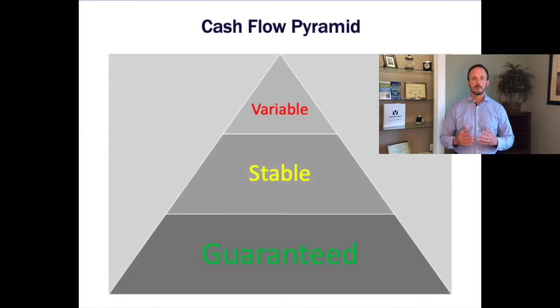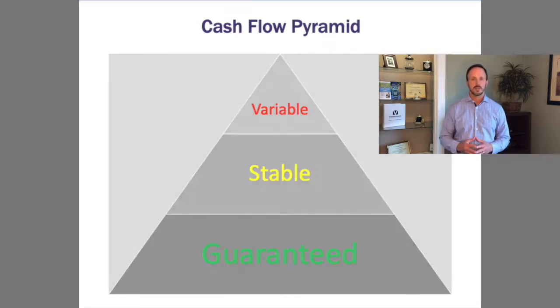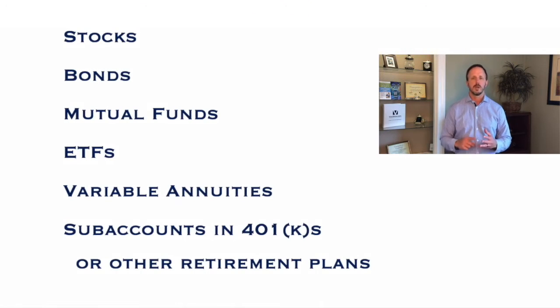The top level, variable, refers to assets that have significantly more potential for volatility, both in their underlying value and in their associated cash flow. Oftentimes, these are the investments you may have grown most accustomed to during the accumulation phase of your lifetime, because you could tolerate more volatility and had little to no need for the income thanks to your annual salary. These would be things like stocks, bonds, mutual funds, ETFs or exchange-traded funds, variable annuities, or even sub-accounts in your 401k or other retirement plan, things like that.